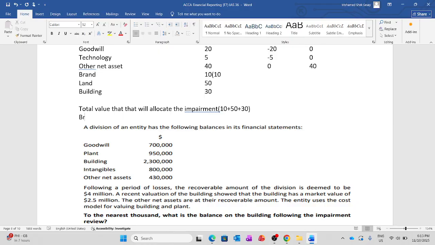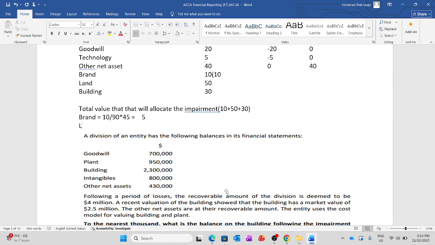So we take the brand. For brand, we are going to use 10 divided by the total, 10 plus 50 plus 30, which is 90, times the impairment that remains, which is 45. So 10 divided by 90 times 45, we have 5. We do the same for land, which is 50 divided by 90 times 45. The impairment is 25.